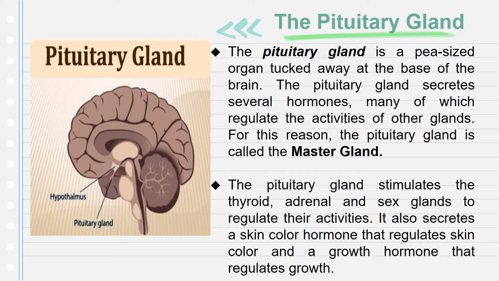The pituitary gland stimulates the thyroid, adrenal, and the sex glands to regulate their activities. It also secretes a skin color hormone that regulates skin color and a growth hormone that regulates growth.